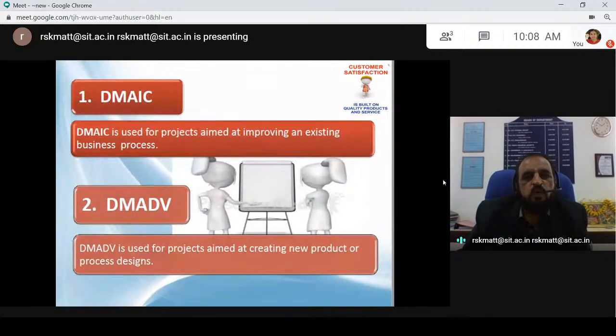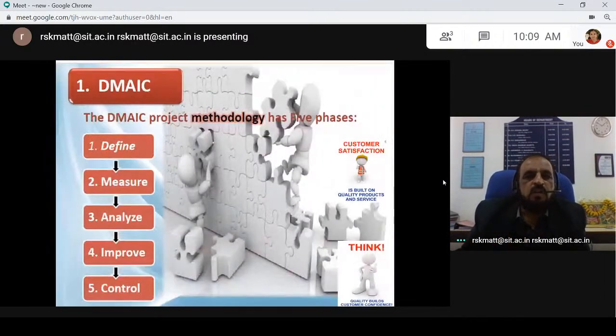DMAIC is used for projects aimed at improving existing business processes. Already the business has been established for 10, 15, or 20 years, so we need to improve our business processes and apply the DMAIC methodology. DMADV is used for projects aimed at creating new products or new process designs. When you want to establish a new product or a new process, at that time we need to use the DMADV principle. DMAIC tells you about define, measure, analyze, improve, and control.